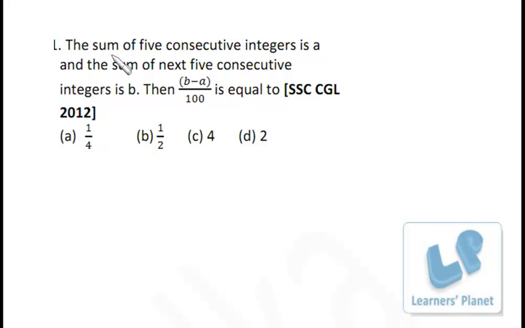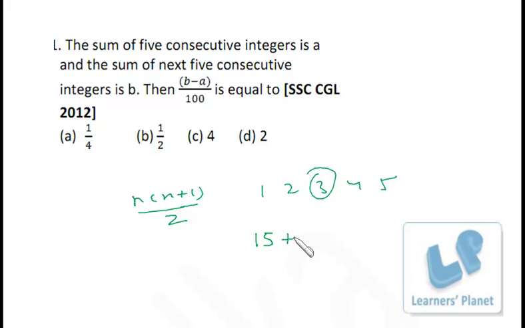The sum of 5 consecutive integers is a and the sum of the next 5 consecutive integers is b, then (b minus a) by 100 is equal to what? That's very simple. Just take the sum of the first 5 consecutive integers, you start from 1. So 1 to 5, the sum will be 5 into 6 by 2. Right, the sum of the first n natural numbers is given by n into n plus 1 by 2. Or what you can do is for 1 2 3 4 5, take the middle number into 5, because this is the average value and there are 5 numbers, so it will be 15. So the sum of the first 5 consecutive integers is 15.